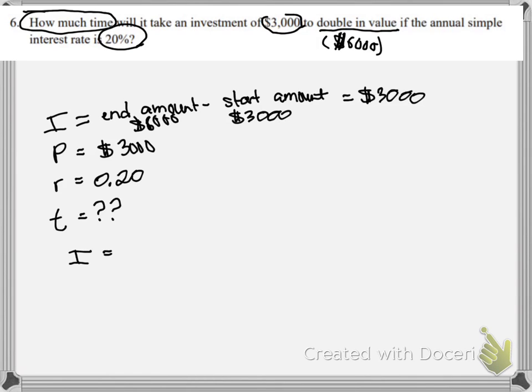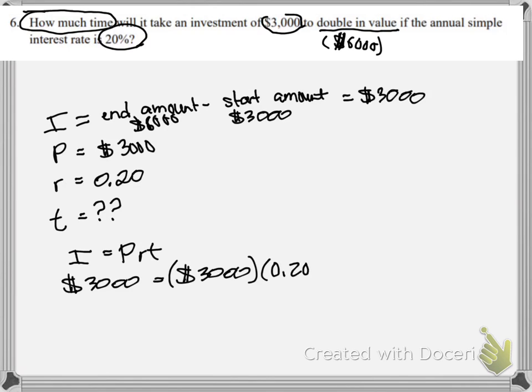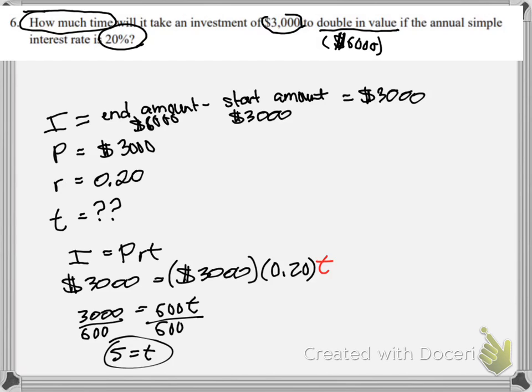So now we can start plugging things into our equation. Remember, we want to have $3,000 in interest, and we have a $3,000 principal, and our rate is 20%, and our time is what's unknown right now. So what is 20% of 3,000? Well, that's 600. So we have 3,000 is equal to 600t. So we can divide both sides by 600. And we find out that it would take 5 years for our investment to double, assuming that we have a 20% interest rate.